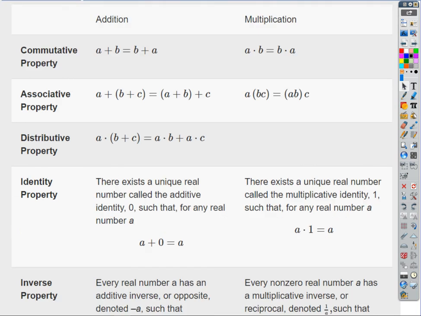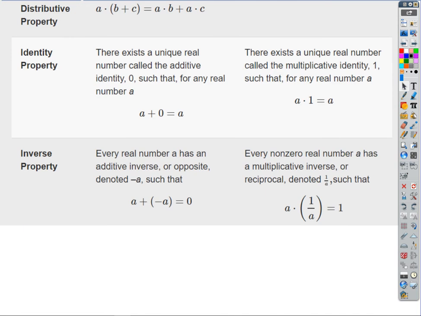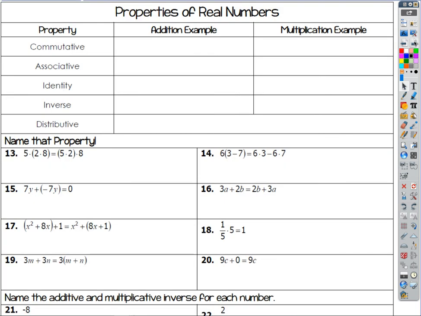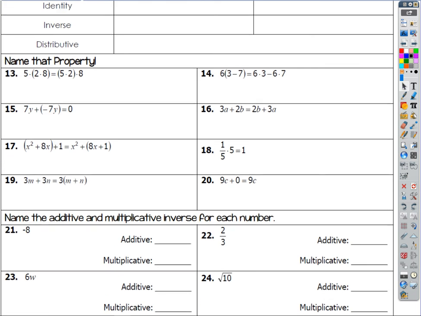Here's a quick summary. It'll be recorded for posterity on the video, and it'll be on the notes if you want to look at it, but you already know all this stuff. Let's take a quick look. Name the property in 14. Distributive, right? All we did was distribute the 6 over that sum. No different.